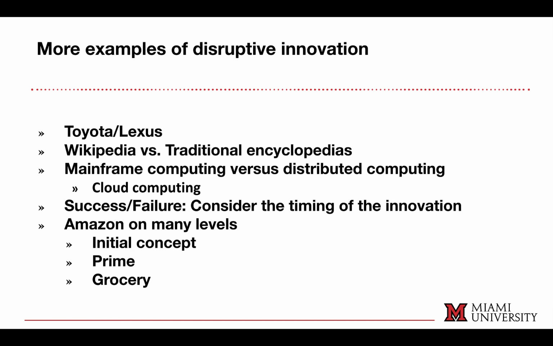Wikipedia versus traditional encyclopedias. Before Wikipedia and the internet were around, if you wanted to look up information at home, you generally had to go to an encyclopedia, which was multiple volumes. It took up one or two shelves on a bookshelf. And so that's an example of a major disruptive innovation.